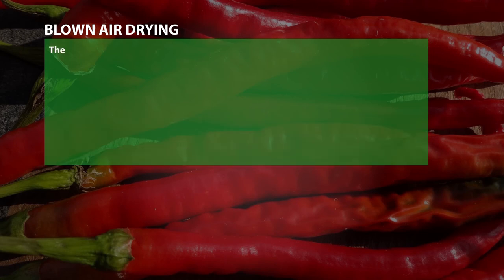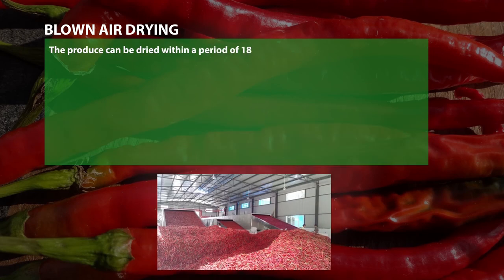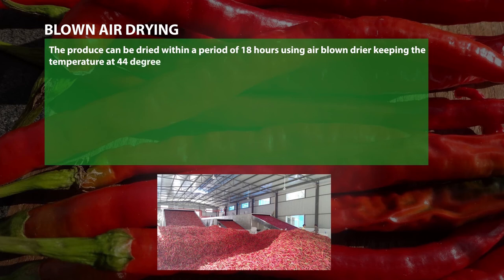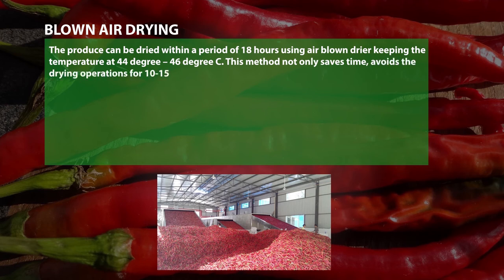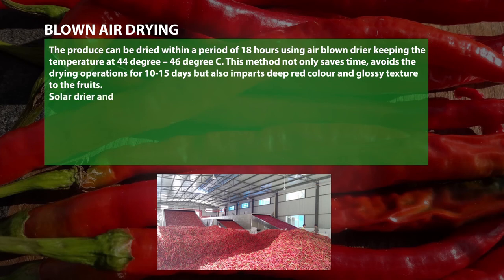Blown air drying. The produce can be dried within a period of 18 hours using an air blown dryer, keeping the temperature at 44 to 46 degrees C. This method not only saves time, avoids the drying operations for 10 to 15 days, but also imparts deep red color and glossy texture to the fruits.